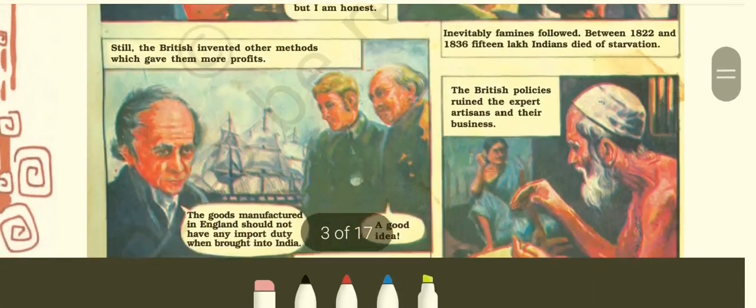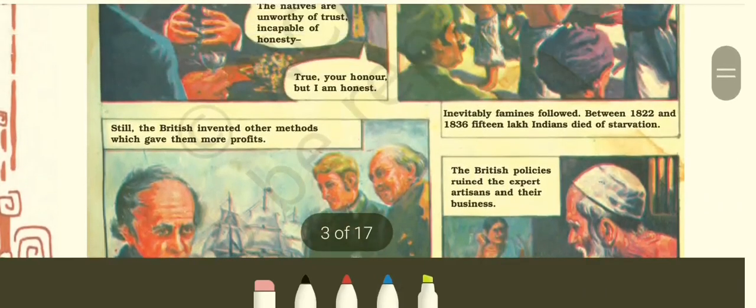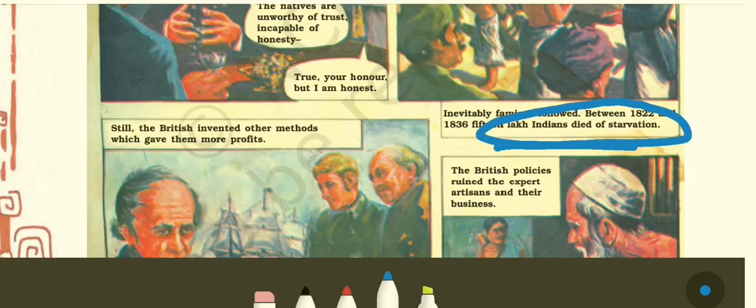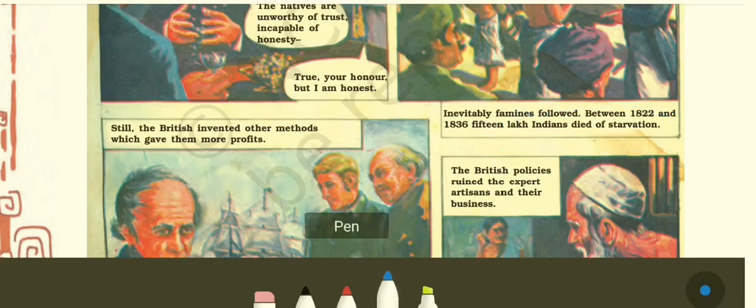Okay, what happened here in the slide? Let's see. The farmers were robbed of their land, isn't it? And then what happened? Inevitably, meaning something that cannot be avoided, famines followed. Between 1822 and 1836, 15 lakh Indians died of starvation. Starvation, without having anything to eat. That's a very, very gruesome situation, isn't it? 15 lakh, class, just imagine. It's a huge number, right? 15 lakh people died without getting anything to eat.